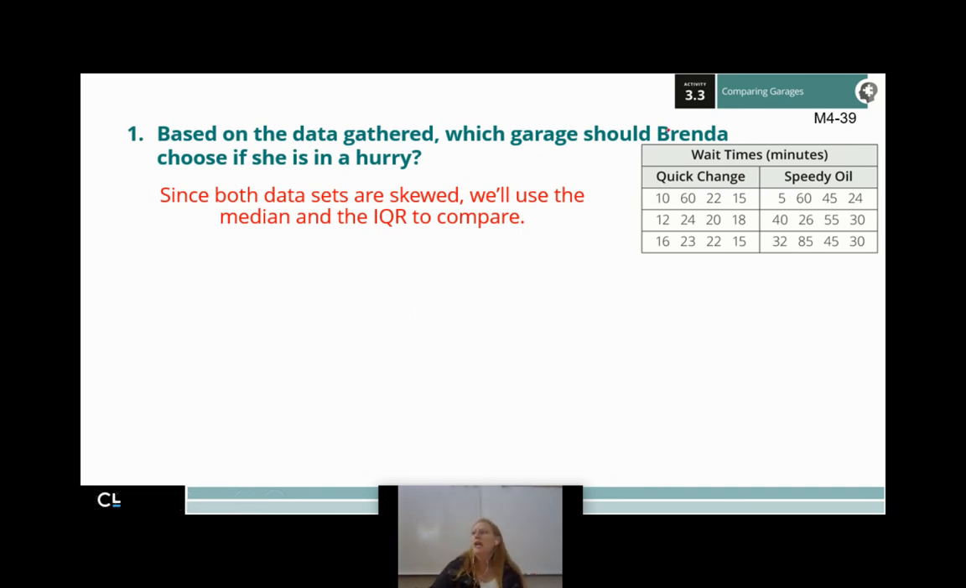Now, please don't forget that you need to put these in order before you find your median and your interquartile range. Again, take a minute to find those. Go ahead and hit pause, work it out, hit play when you're ready to check your work.